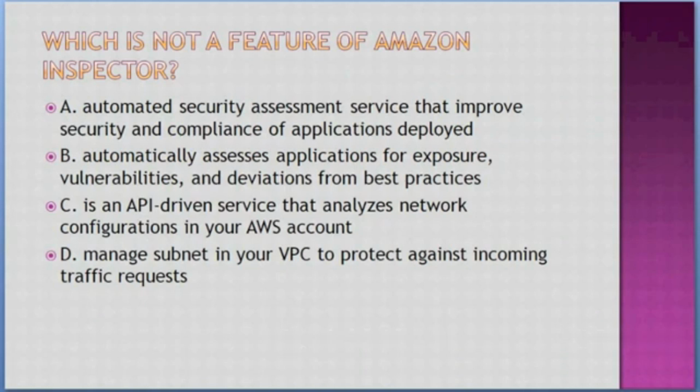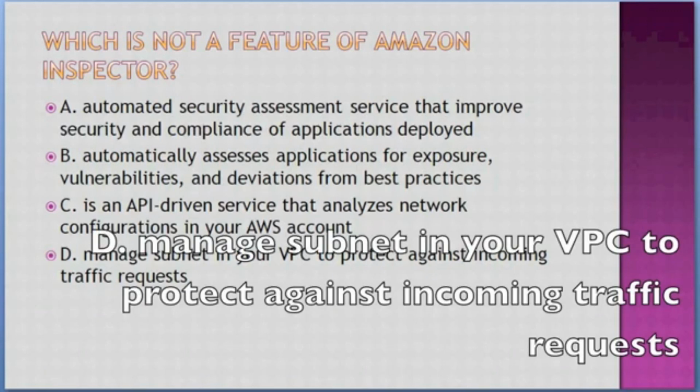Which is not a feature of Amazon Inspector? A. Automated security assessment service that improves security and compliance of applications deployed. B. Automatically assesses applications for exposure, vulnerabilities, deviations from best practices. C. Is an API-driven service that analyzes network configurations in your AWS account. D. Manage subnet in your VPC to protect against incoming traffic requests.